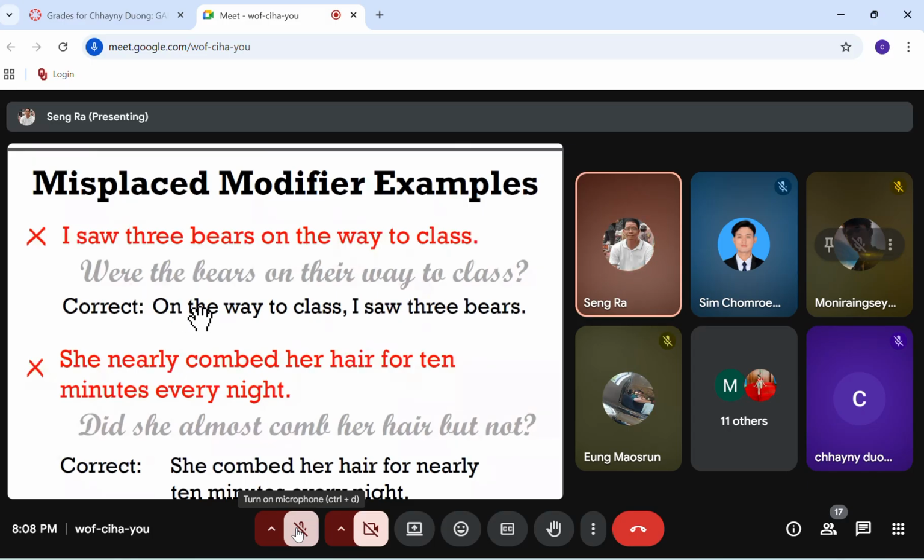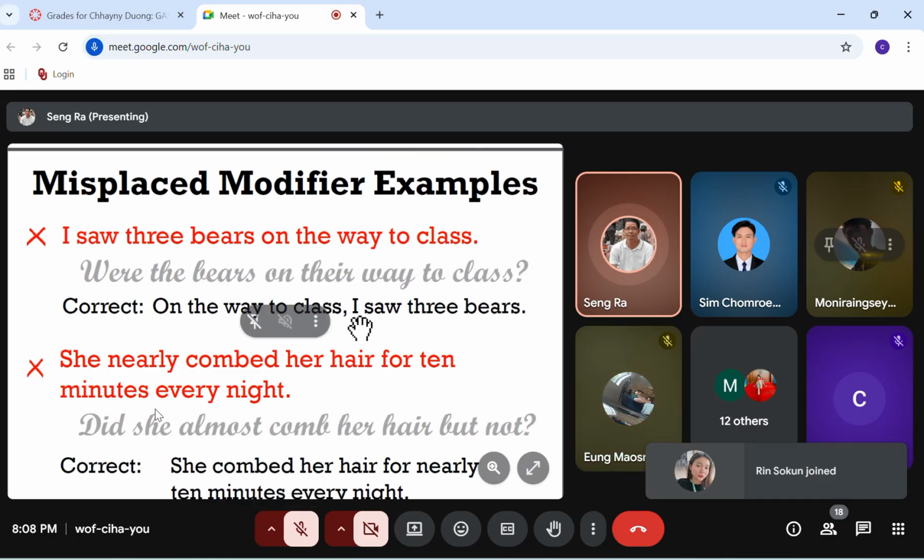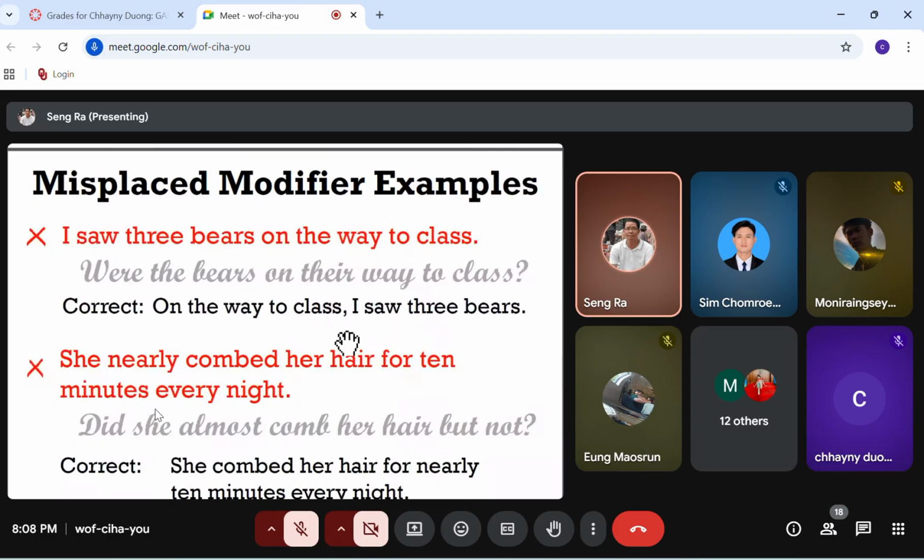Instead of saying this, you should say, on the way to class, I saw 3 bears. Now on the way to class is put as close as possible to I, because it's intended to describe I, the pronoun I. So it's as close as possible to that. I, on the way to class, saw 3 bears.